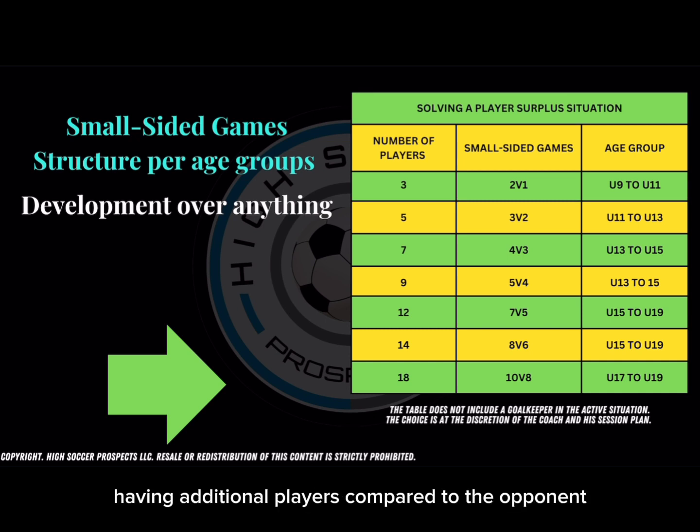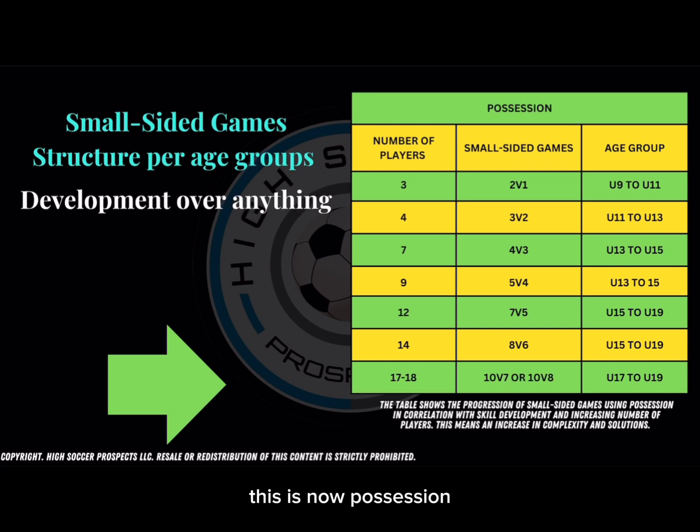So that means having additional players compared to the opponent. Right? It's how do you take advantage of an overload? That's essentially what the question comes down to. And that's what we focus on with our programming. So if we look at the second one, this is now possession, same type of principle, same idea. You're trying to focus on keeping possession of the ball. You're going to see it's a numerical advantage.